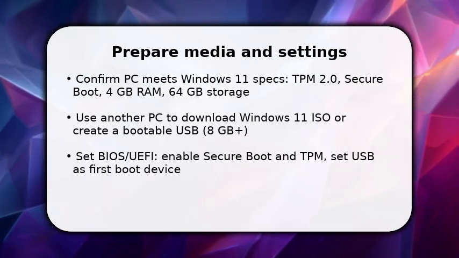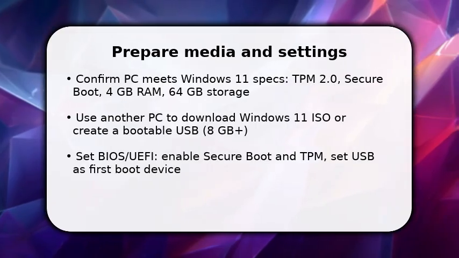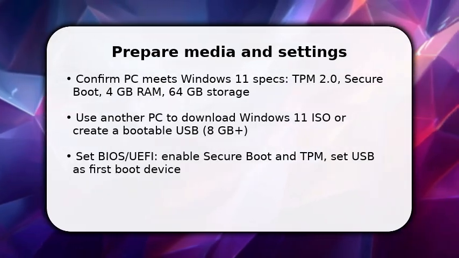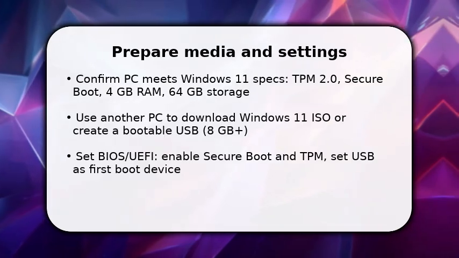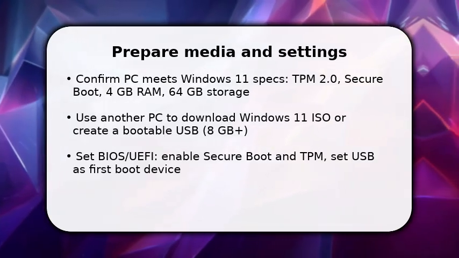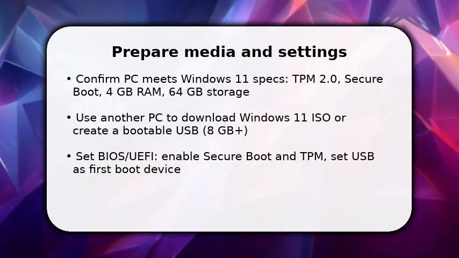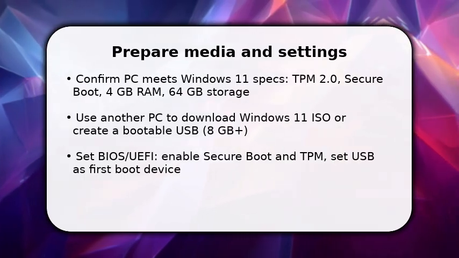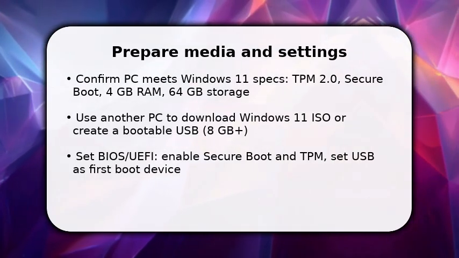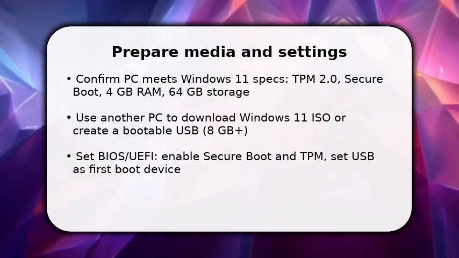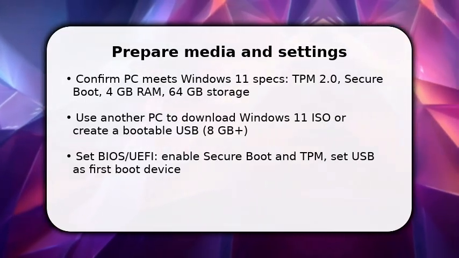You start by preparing the install media and verifying firmware. On the working PC, download the official Windows 11 ISO and use a tool to make an 8 GB plus bootable USB. Make sure your new machine has TPM 2.0 and Secure Boot enabled in UEFI. This prevents install errors and meets Microsoft requirements.